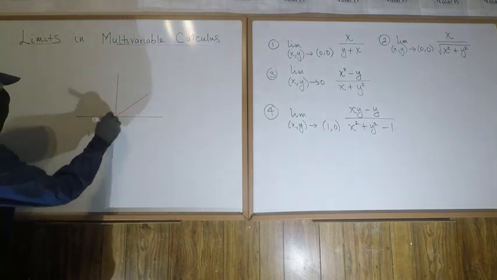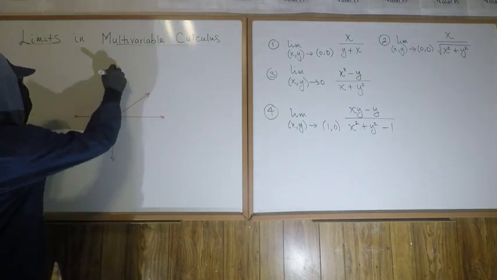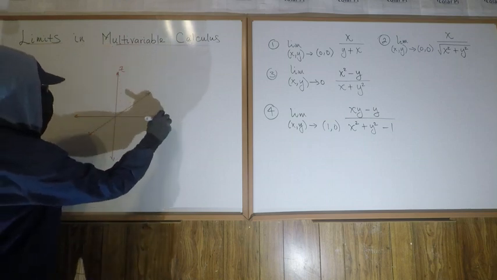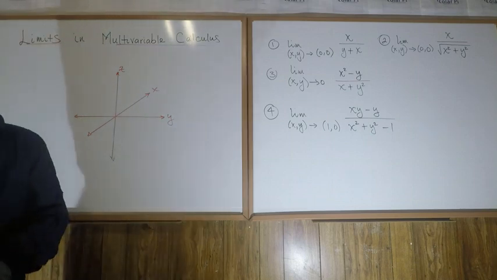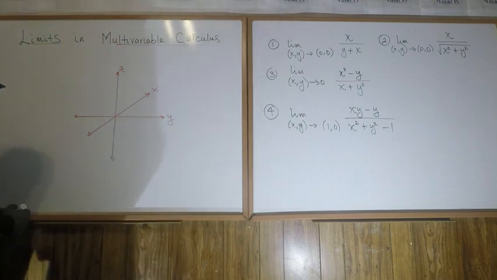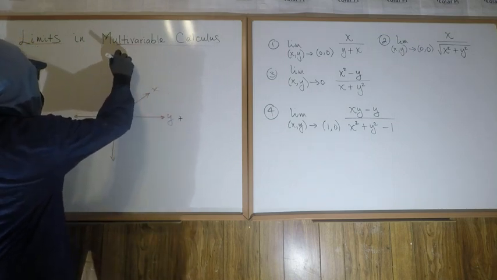So Z here, Y here, and X here. Positive X is coming out of the whiteboard, going to the right is positive Y, and positive Z is here.